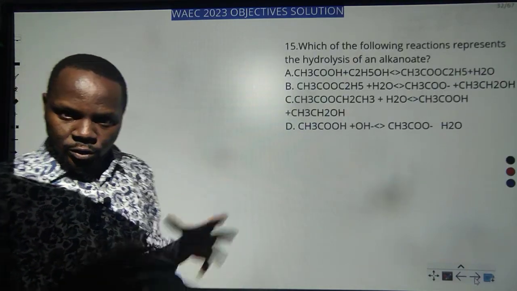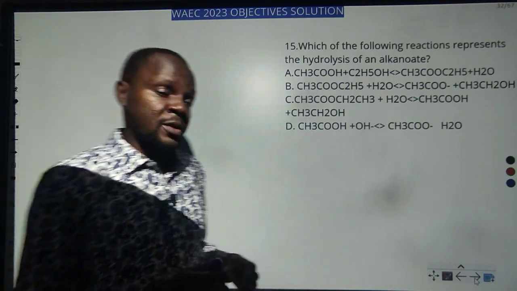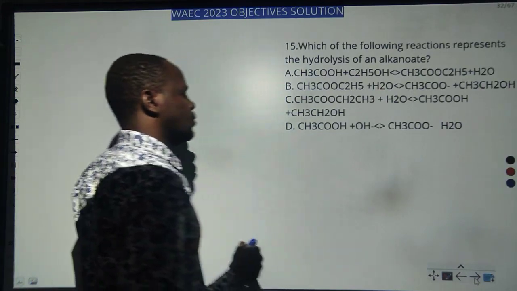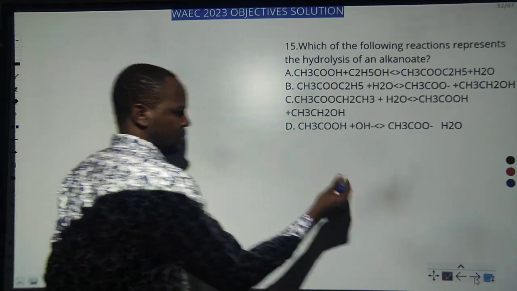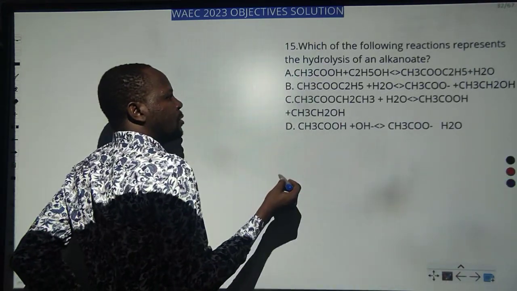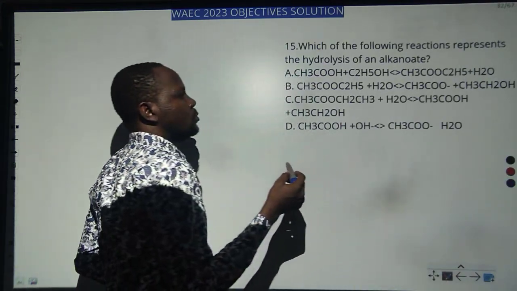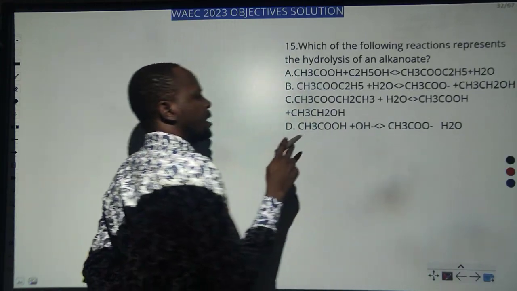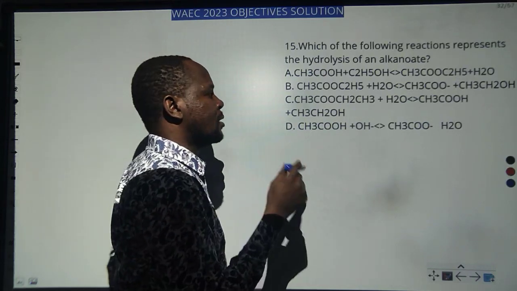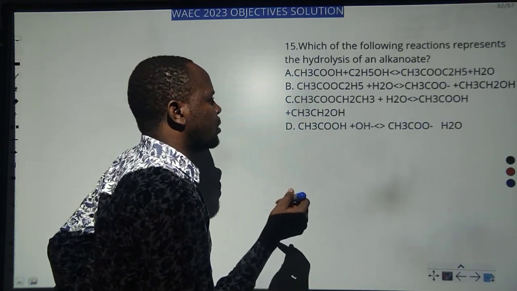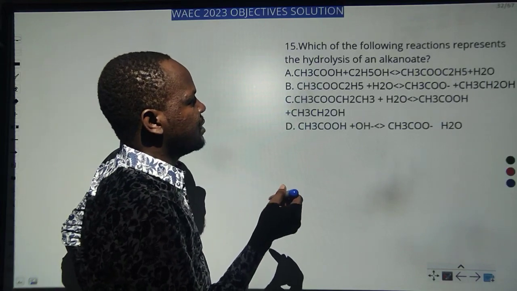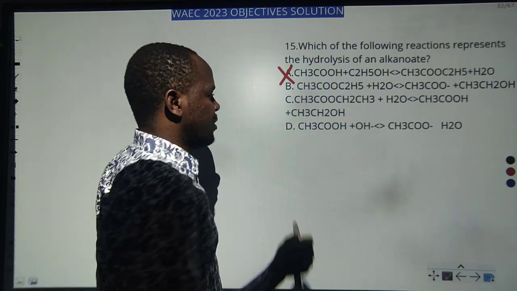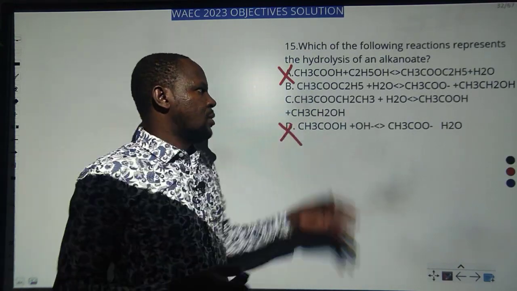Well, this is kind of clumsy, but because it is clumsy, it does not stop us from answering it. Which of the following reactions represents hydrolysis of alkanoates? Alkanoates are called esters. When you hydrolyze esters, you are mixing them with water. They want us to know which of them is a reaction that is going to form when we hydrolyze alkanoates. So let's see an alkanoate that is hydrolyzed and see the reaction. I can't pick this one because it is not added with water, so it's out. I can't pick this one because it's not added with water. So I'm left with B and C.